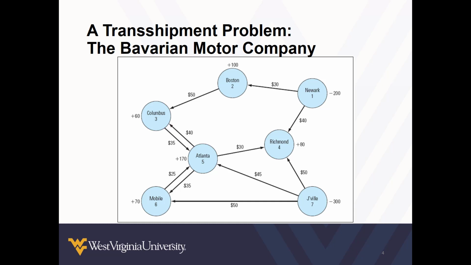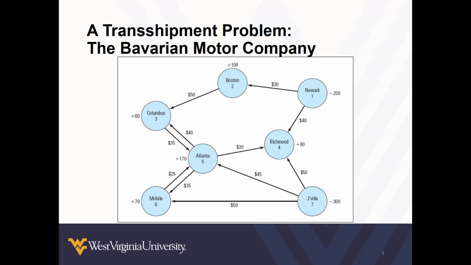We also see that there are some nodes where vehicles can be transported in either direction, but the price to transport in opposite directions is not necessarily the same. For example, we can take a look at Atlanta and Mobile: to ship from Mobile to Atlanta is $25, but the opposite from Atlanta to Mobile is $35. And then the numbers under the city names in the node, that's the number of the node. So we could call it node 4, or we could call it Richmond.